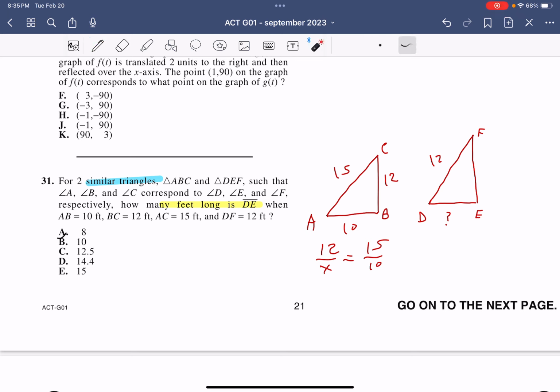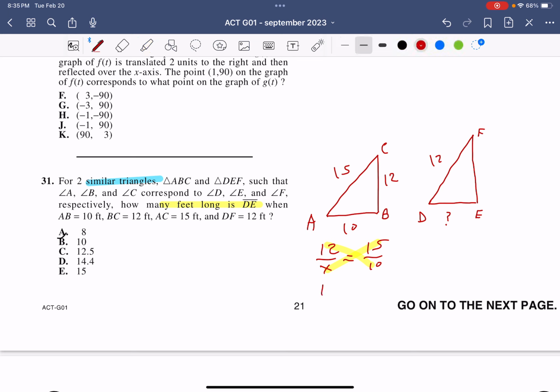Now I could have also flipped this. I could have put the X here and the 12 here and the 10 here and the 15 here. All that really matters is that you're comparing like and like. So if I'm comparing, let's say, my long side here to the shortest side in this one triangle, I should do the same thing in the other triangle. I should compare the long side of this triangle to the shortest side of this triangle, okay? And at this stage, you should recognize that you're just cross-multiplying to solve.